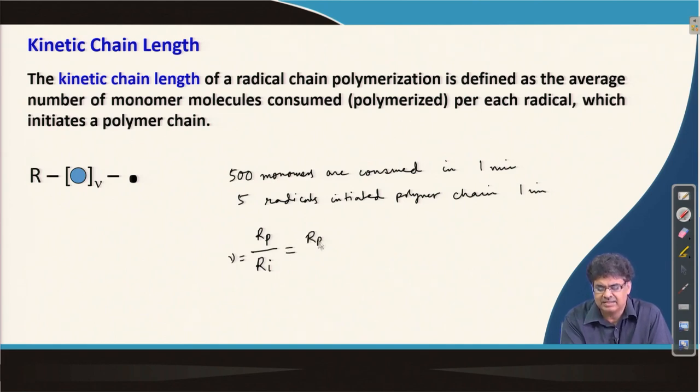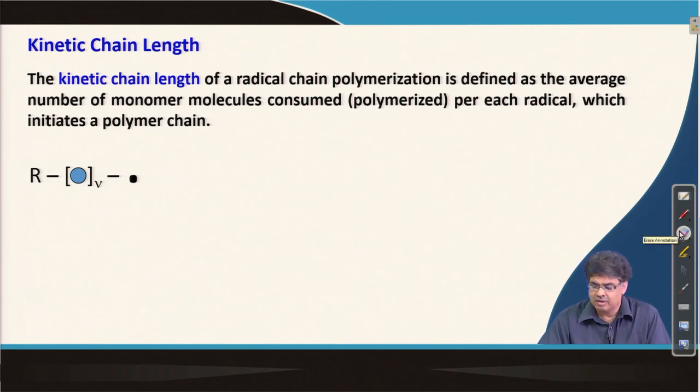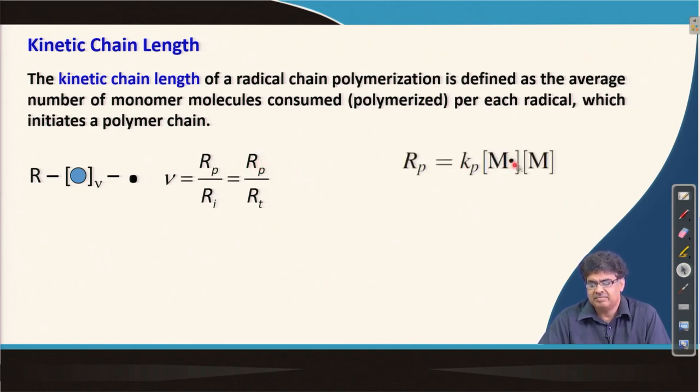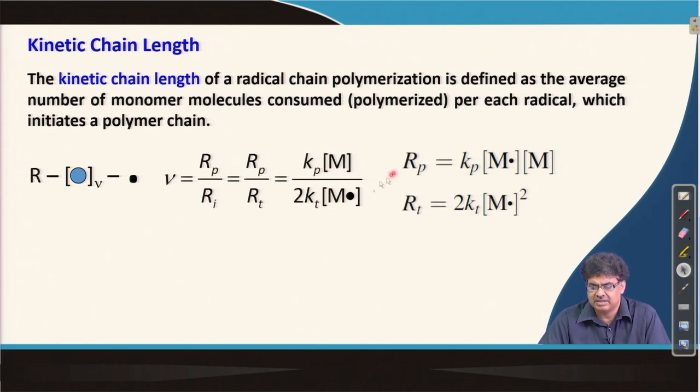Now, we can also write this as Rt, because from the steady state assumption, we know Ri equals Rt. So, we can write the kinetic chain length as Rp divided by Ri, which is nothing but Rp divided by Rt, and we know the expression for Rp is Kp M dot M. Remember, M dot is the concentration of total radicals present in the reaction mixture, and Rt is given by 2 Kt M dot square. So, we can replace these two in this expression, and one of the M dot cancels out. So, we get this expression.